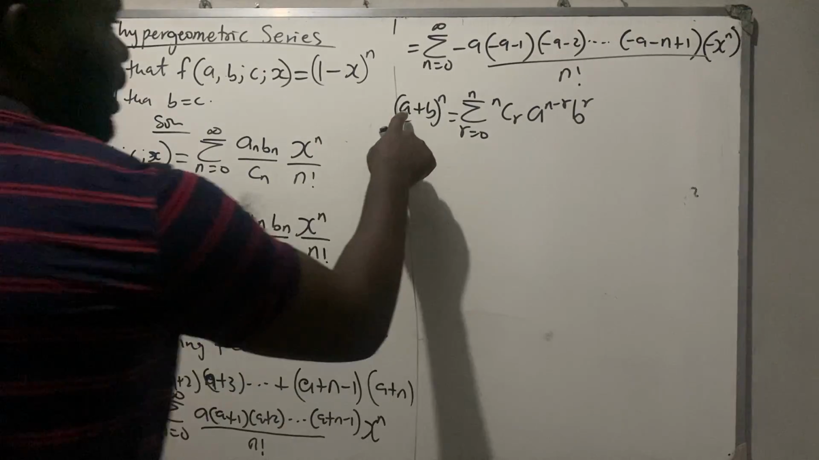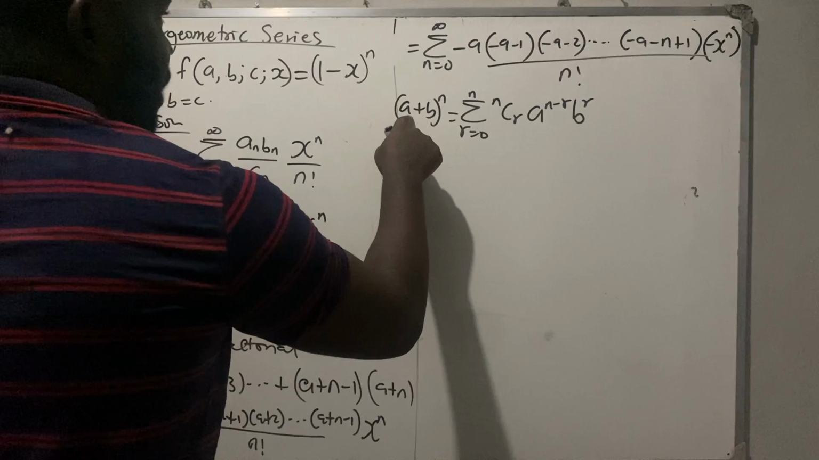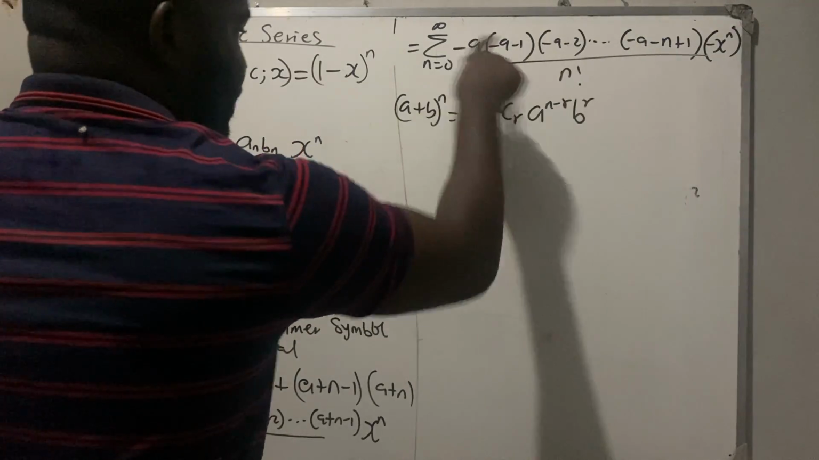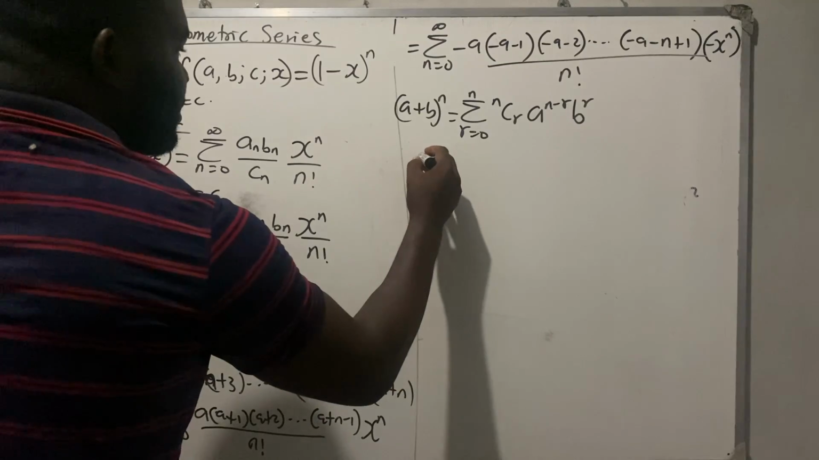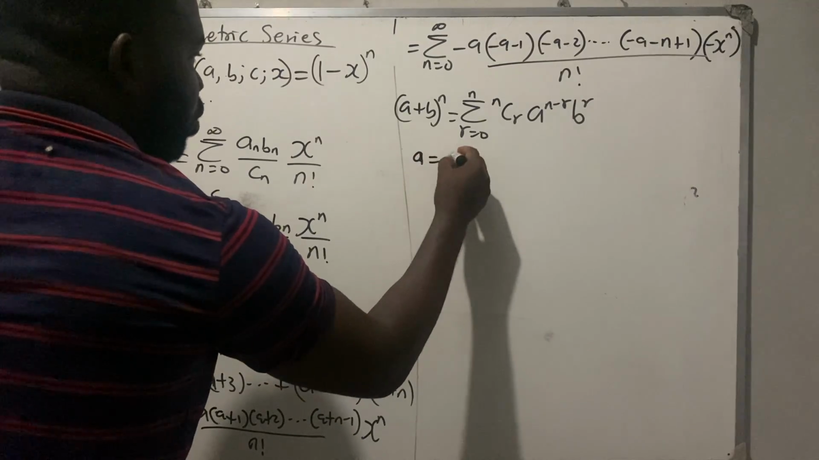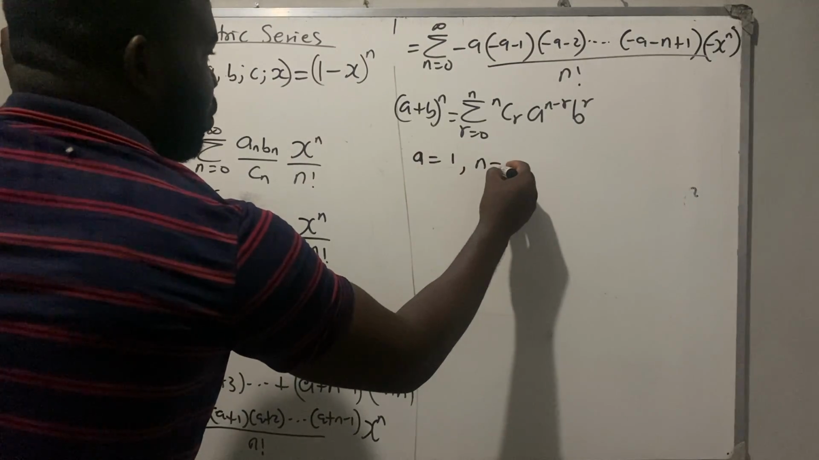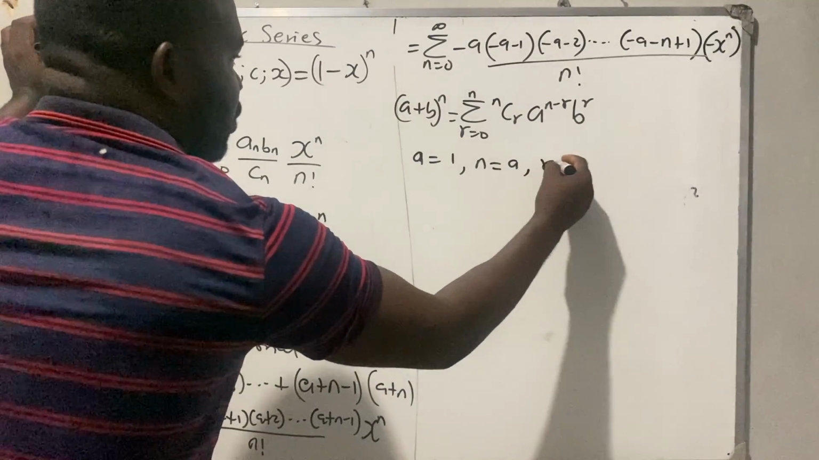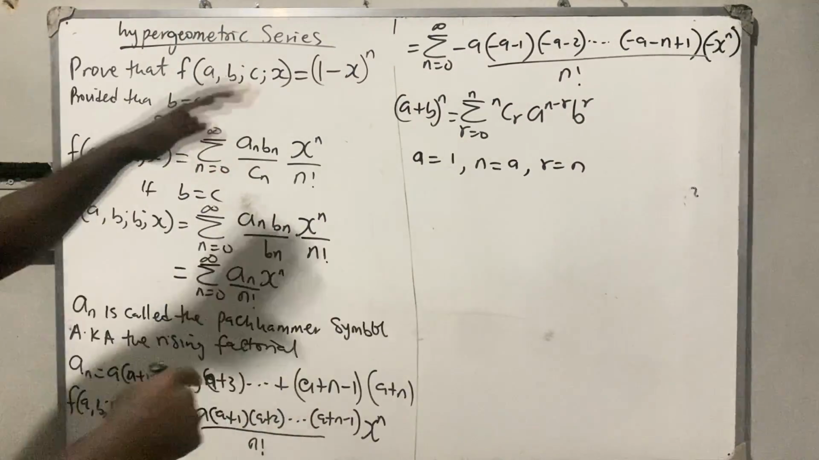Now let us assume that a is 1. If a is 1, and then let's assume that n is a. I want it to look like this. So let's take a to be equal to 1, then we'll take n to be equal to a. I just want it to look like this, and then we'll take r to be equal to n. Okay, let's have something like this.